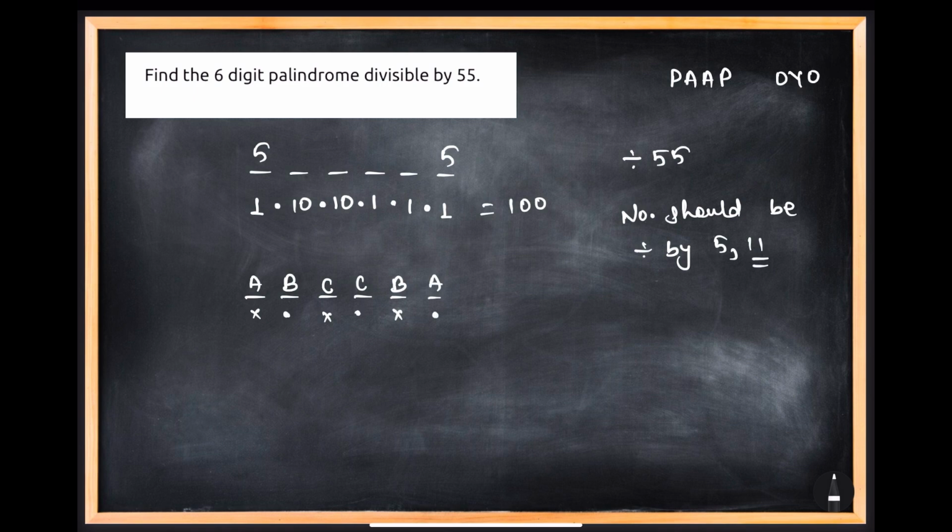Now look at this. You know the test of divisibility: the difference of the sum of elements at odd places and the sum of elements at even places should be divisible by 11. So look at these places: A, B, C minus A, B, C. You got 0, and 0 is divisible by 11. So the number of 6-digit palindromes which are divisible by 55 is 100. I hope the idea is clear.